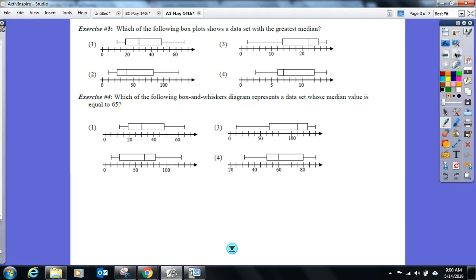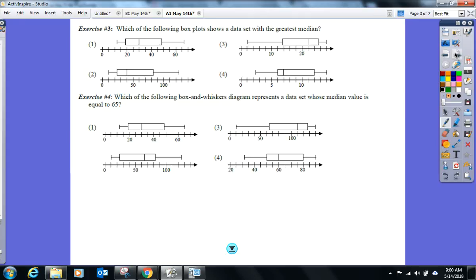You can discuss this with each other or with your group. Out of these four box and whisker plots I made for you, which one has the greatest median? You know where the median is located on a box and whisker now. Which one's the greatest one up there? I'll just warn you, do not go by just the looks.